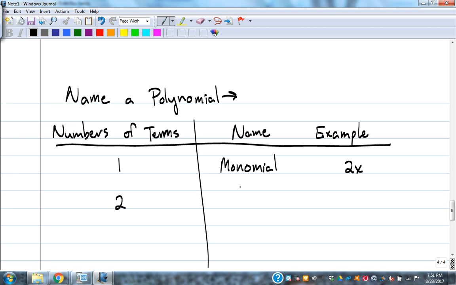If it's got 2 terms, when you ride a 2-wheeled recreational vehicle, it's called a what? Bicycle, right? So instead of a bicycle, we're going to have a binomial, right? 2 terms. Example of that would be something simple like x squared minus 9. 2 terms separated by addition or subtraction. Real simple binomial.